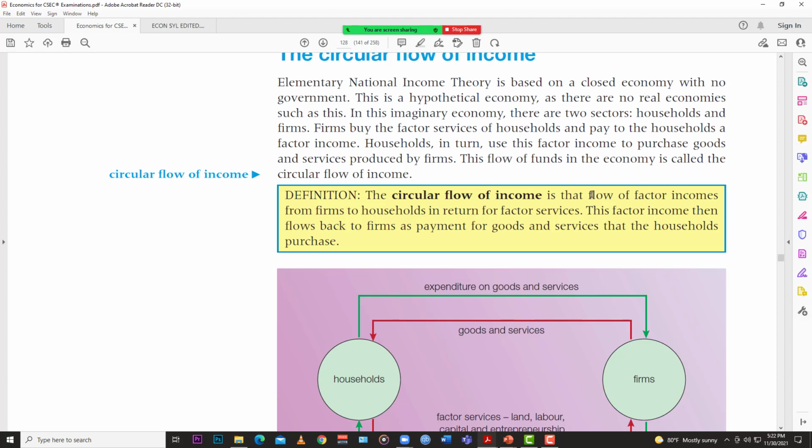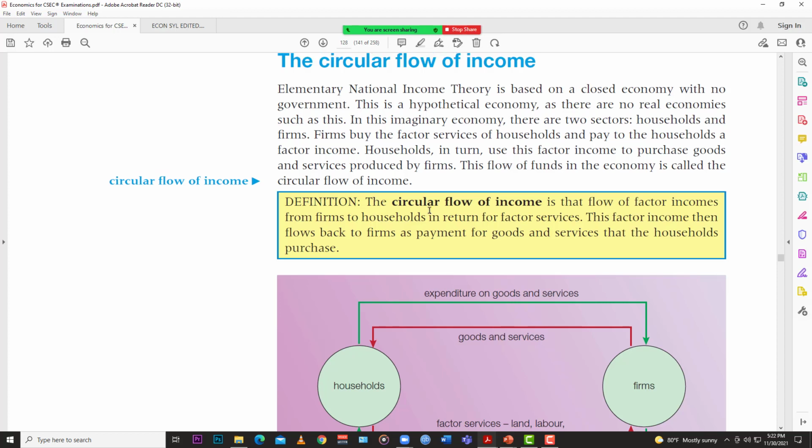So when they say income flows as factor incomes from firms, that's the firm paying the household for their factors of production. Remember above we said that the household owns and sells the factors of production, and so the firm is the one who purchases those factors of production or factor services. And that's what the circular flow diagram represents, the flow of this income between the firms and the households. And you see how the flow operates. So that's the circular flow in a nutshell.